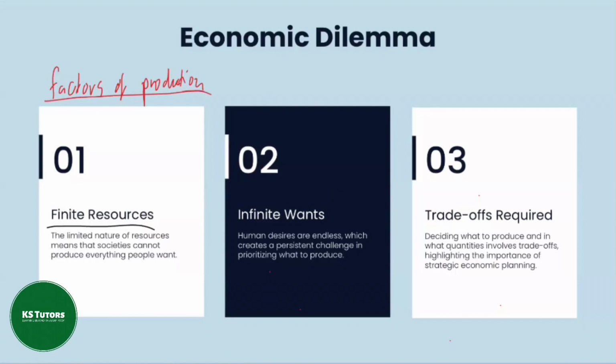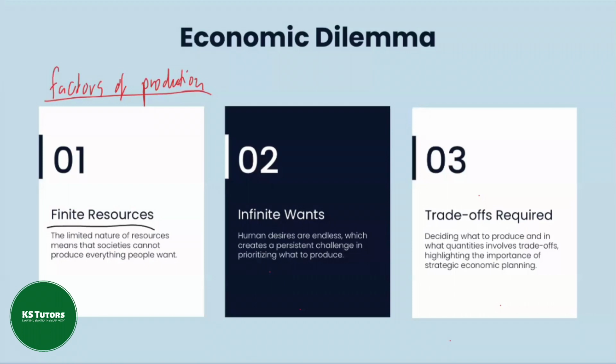When we speak of resources in economics, we want to refer to them as factors of production. So the limited nature of these factors of production means that societies cannot produce everything they want. What are these factors of production?